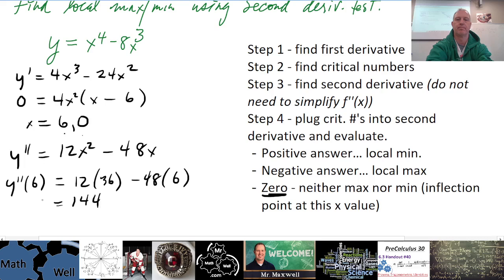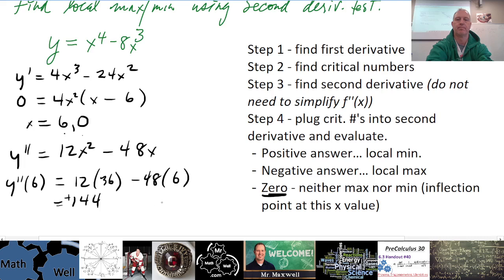So when you evaluate that, the second derivative evaluated at the critical number x equals 6 is positive 144. Positive. So that rate of change of the rate of change is positive. This is acceleration. This is concave up in the graph. It's a concave up section.